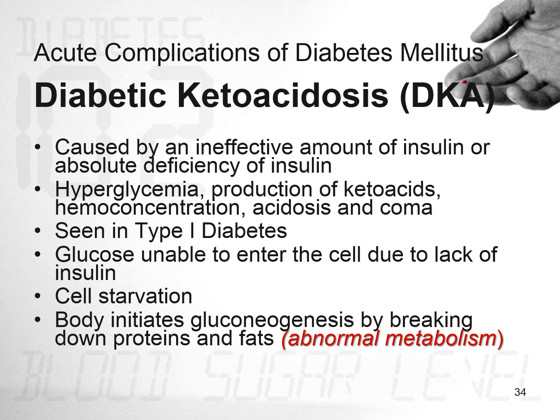The glucose is unable to enter the cell due to a lack of insulin, so the cells are starving, and then the body initiates gluconeogenesis by breaking down proteins and fats, which is actually an abnormal metabolism. This is a life-threatening emergency. When the breakdown of fats and proteins occurs, the body produces ketones, which are an acidic substance. So as they accumulate, the pH of the blood decreases, resulting in acidosis, which could be fatal.